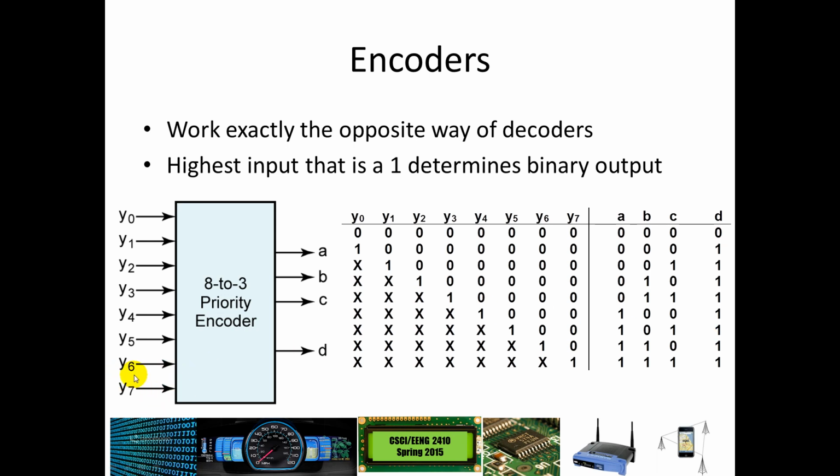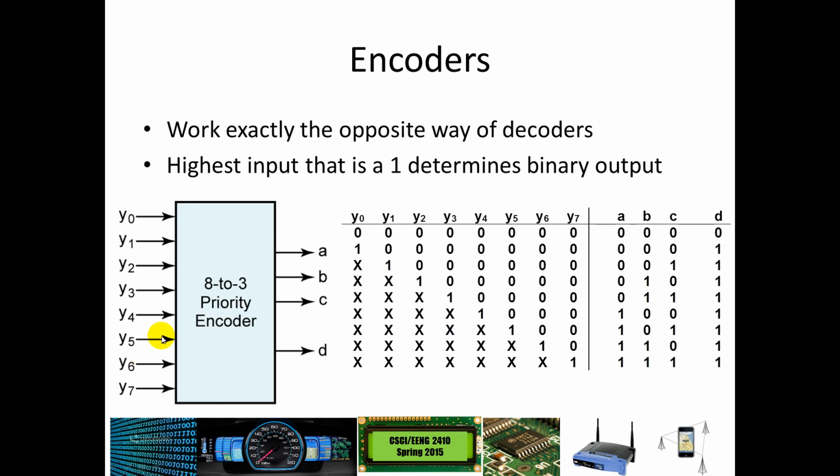If Y7 happens to be activated, meaning it has a logic 1 on it, then it does not matter what any of Y0 through Y6 is. And that's what you're seeing in this last row. If you have Y7 activated, then your output then and only then will be 1, 1, 1. If you happen to have, let's say, Y4 activated, and that's the first of the higher priority inputs that are activated, then your output will be 1, 0, 0, binary for 4.